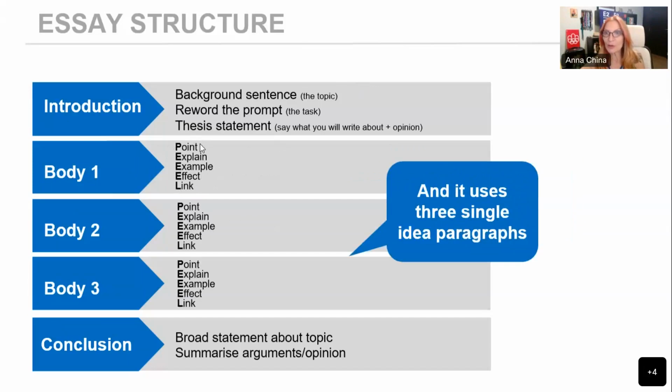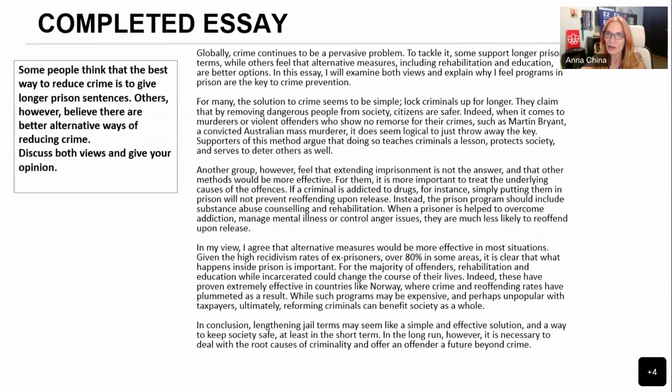The point is when you present. Explain and example is when you support. Effect is when you extend. And link is to connect paragraphs so they don't seem unstructured and you lose coherence. So the link is an important sentence. So what is the task now? In body one, I would like to see if you can identify point, explain, example, effect.